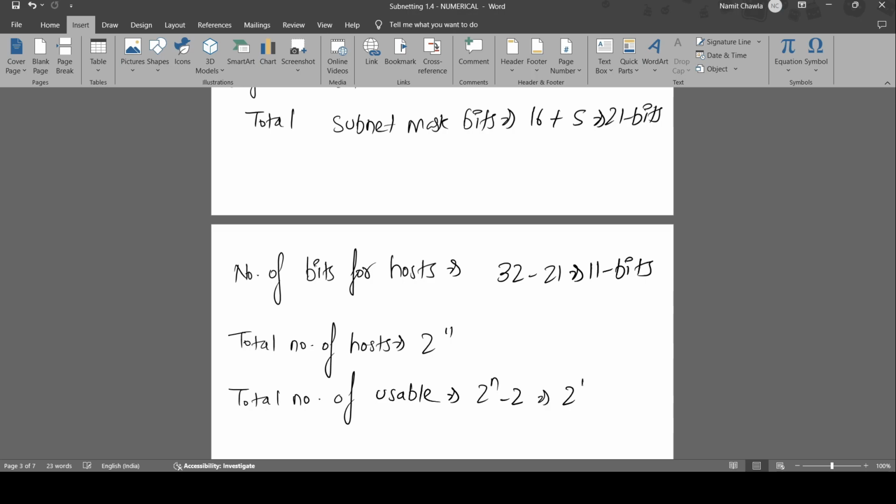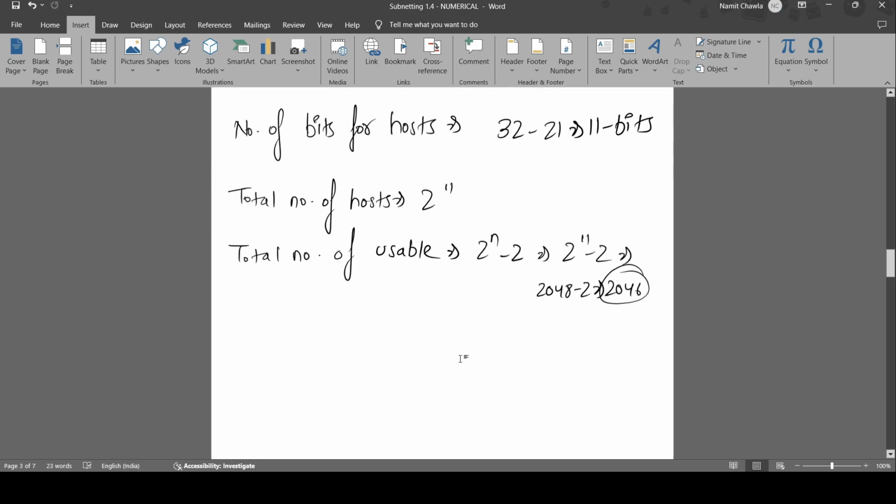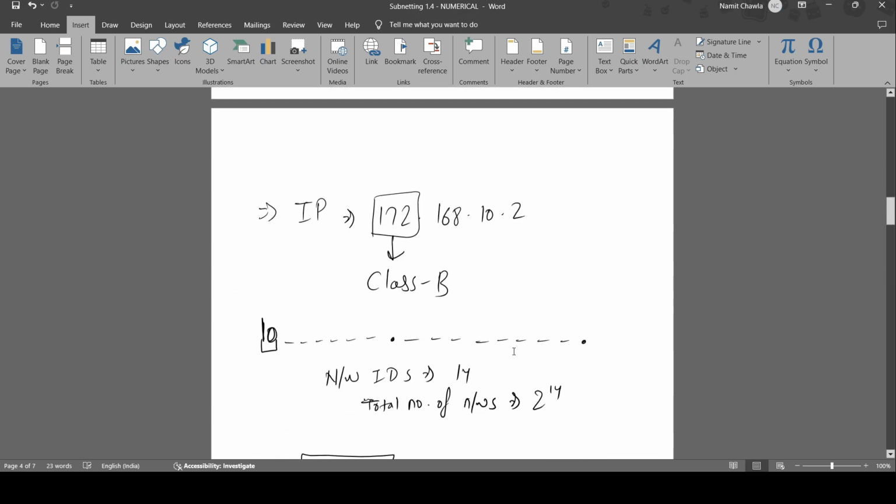So it will be 2 raised to power 11 minus 2. 2 raised to power 11 is 2048, so 2048 minus 2 gives me 2046. This is the total number of usable hosts. I hope you have understood it. Thank you so much.